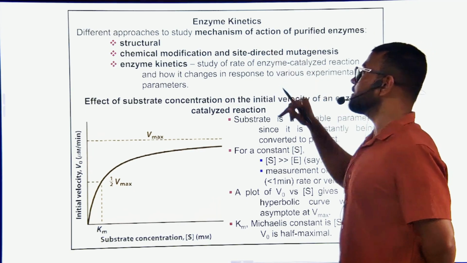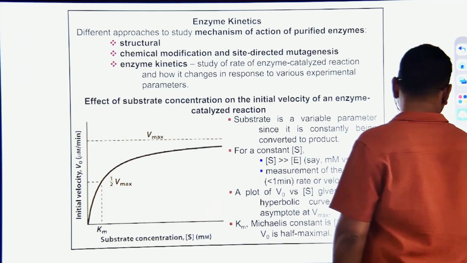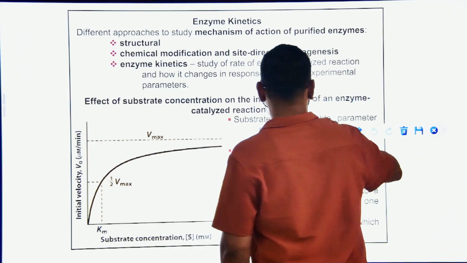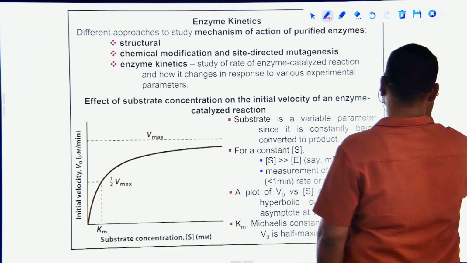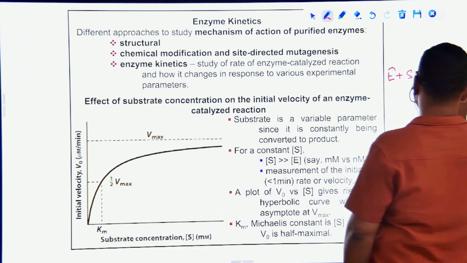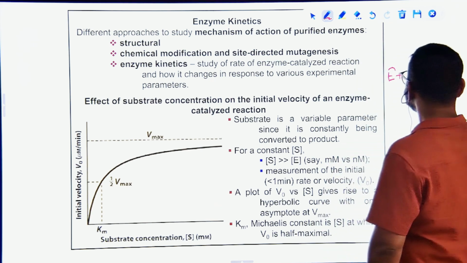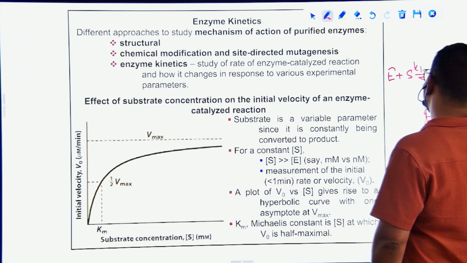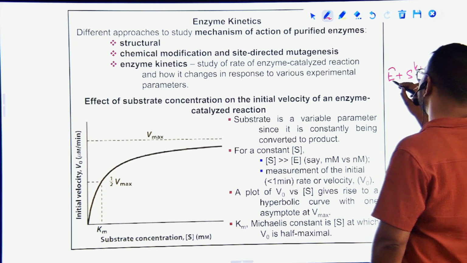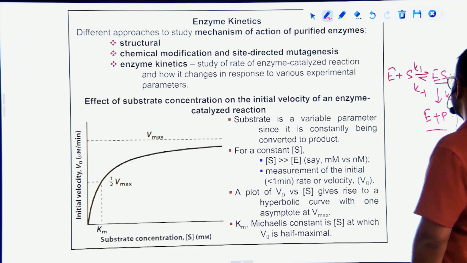Now, starting with enzyme kinetics. We all know the basics of it. E plus S converts into ES. From ES, we get E plus P. For E plus S forming ES, suppose the rate constant is K1. From ES, getting reconverted into E plus S is K minus 1. Similarly, for forming E plus P, we state K2.